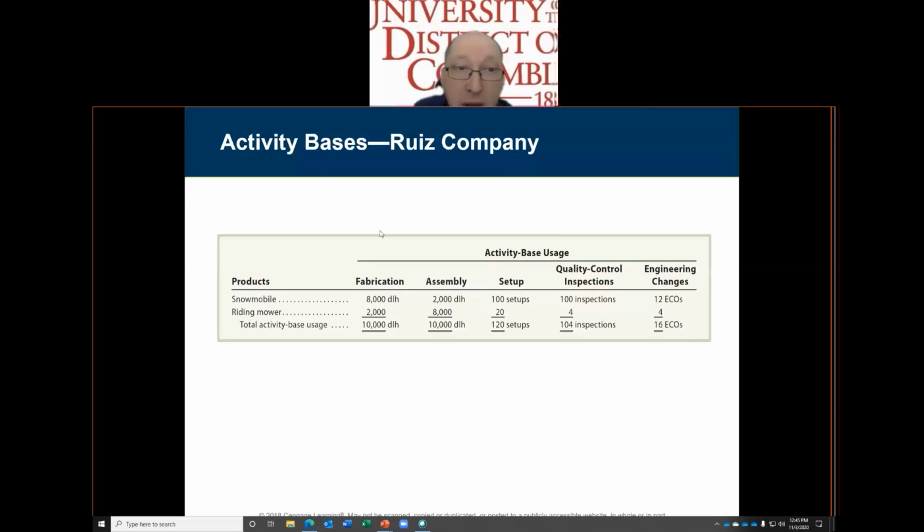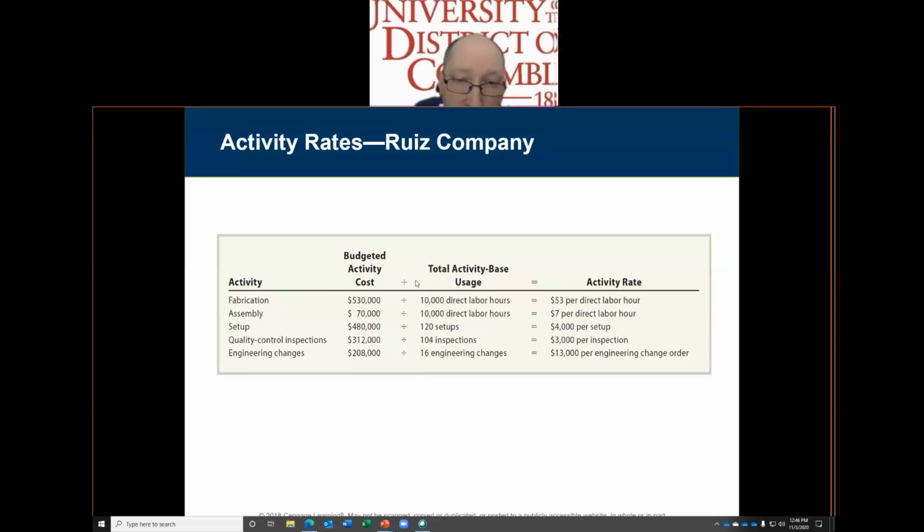How does it look for activity-based? So we have our 1, 2, 3, 4, 5 activities. What we do is we take our direct labor hours for each, for fabrication and assembly, 8,000 hours, 2,000 hours, 2,000 hours, 8,000 hours. 10,000 hours for fabrication, 10,000 hours for assembly. Setups, 100 setups for snowmobiles, 20 setups for riding lawnmowers to get to 120. Inspections, 104. Engineering changes, 12 changes, 4 changes, that's 16 total changes.